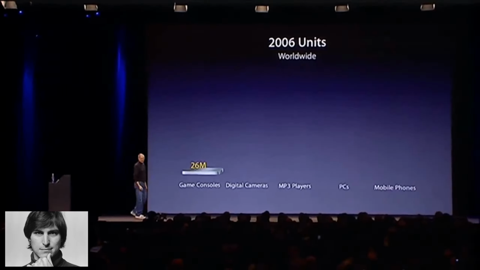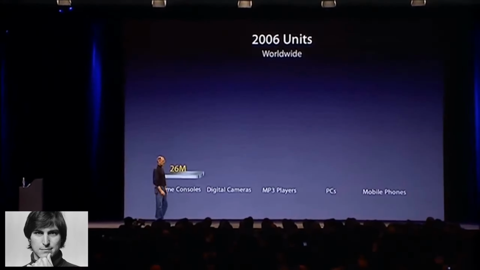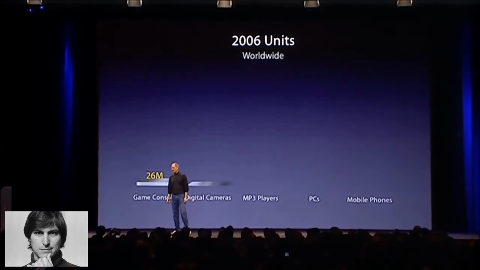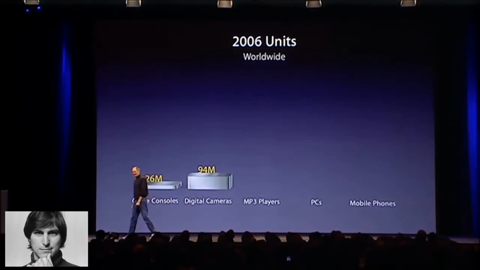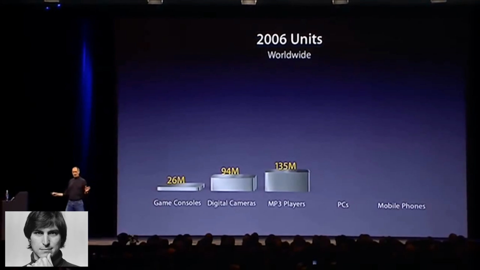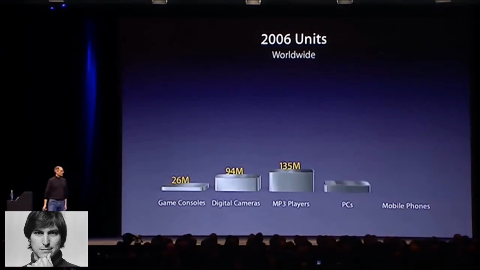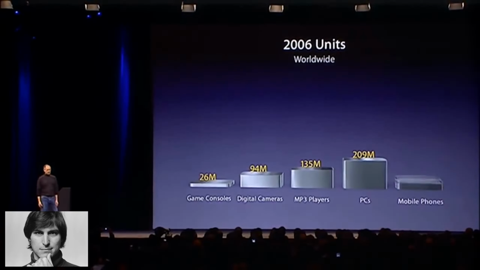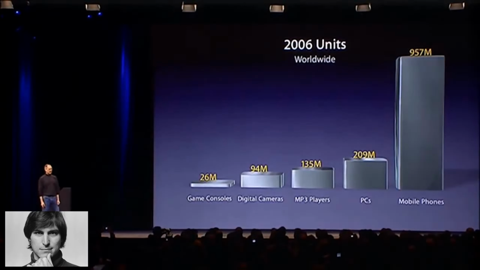Maybe they're going to have to click them for me. So, game consoles: 26 million game consoles were sold in 2006 worldwide. Actually, a little smaller than you'd think. It's not such a big market. Digital cameras dwarfed it at 94 million. MP3 players, 135 million. And PCs, about 209 million. Mobile phones, just about 1 billion last year worldwide.